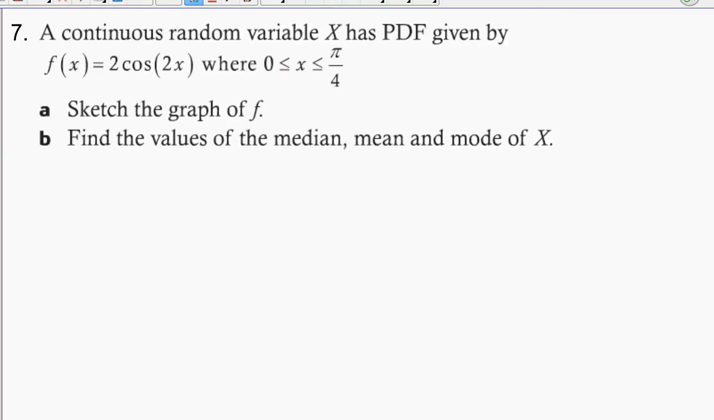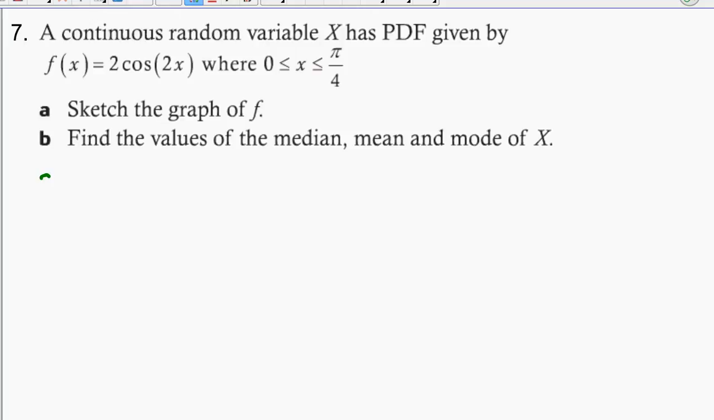Number 7. So this is a non-calculator question. A continuous random variable x has PDF given by that, where x is between 0 and pi over 4. Sketch the graph of f.